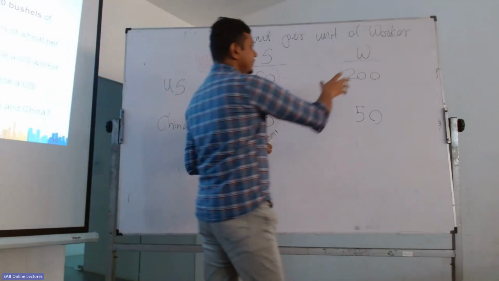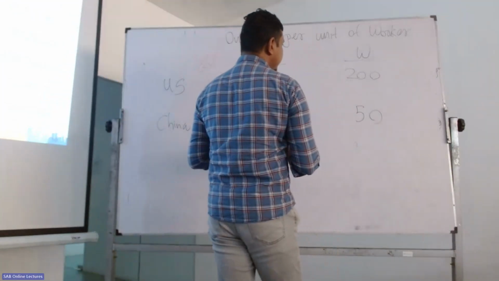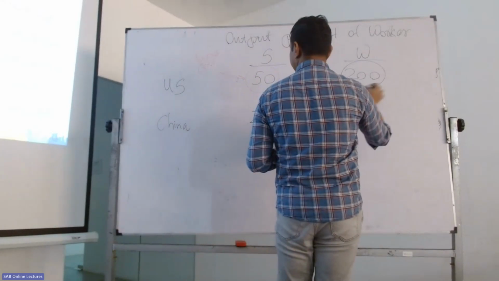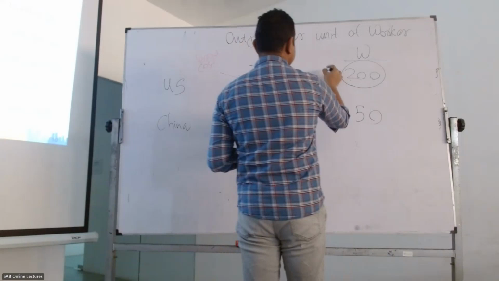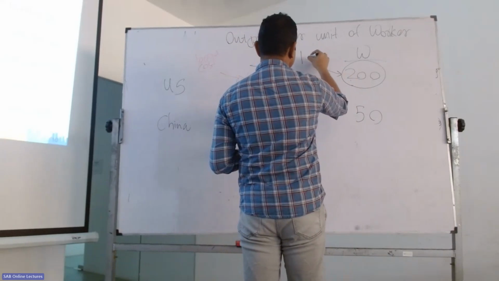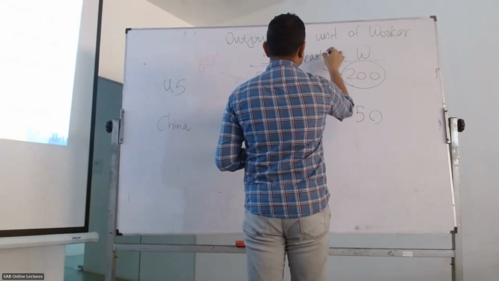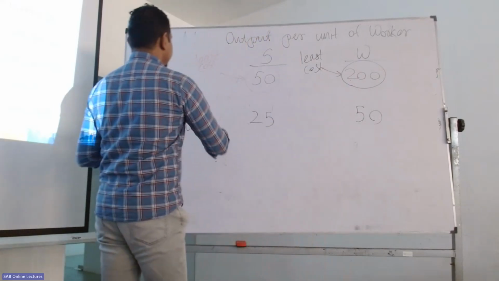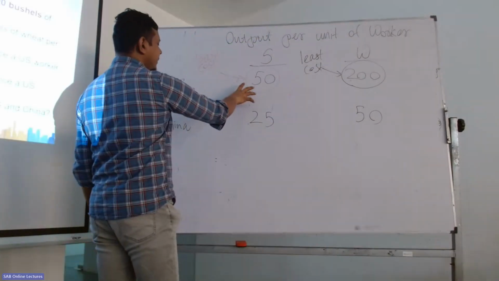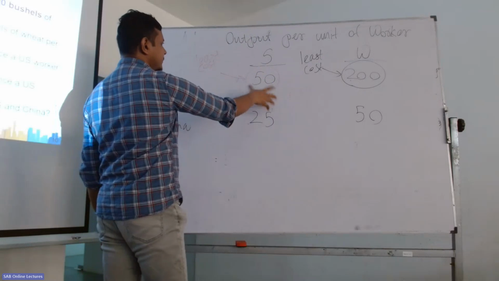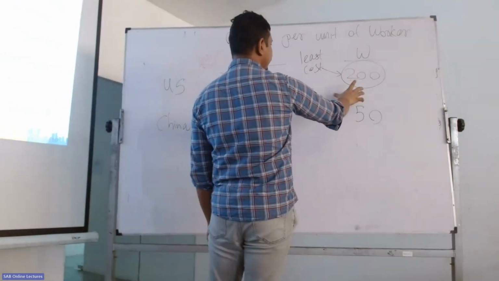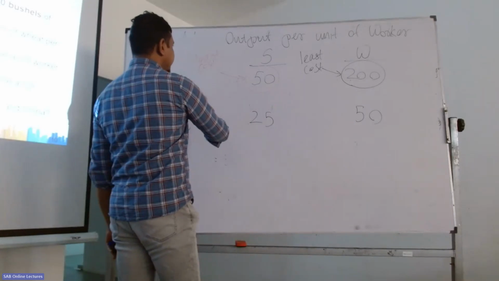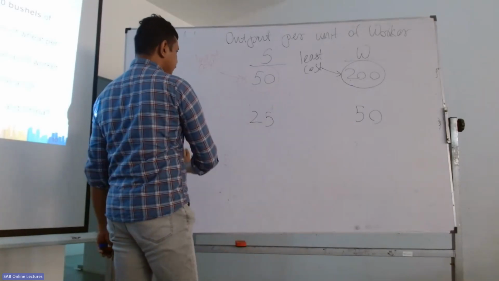And come to wine production, where the productivity is the highest. Productivity is the highest with the US. That is where the cost is the least. So the US has the absolute advantage in producing shirts. The US has the absolute advantage in producing wine. So in both commodities, the US has the absolute advantage compared to China.